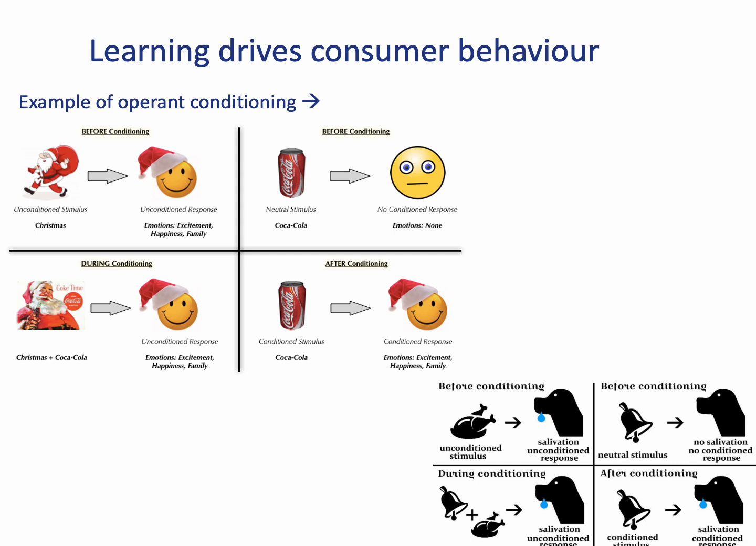So in summary, there are 2 classical terms that drive consumer behavior: classical conditioning and operant conditioning. Classical conditioning is when we learn without effort, and operant conditioning is when we learn with effort.